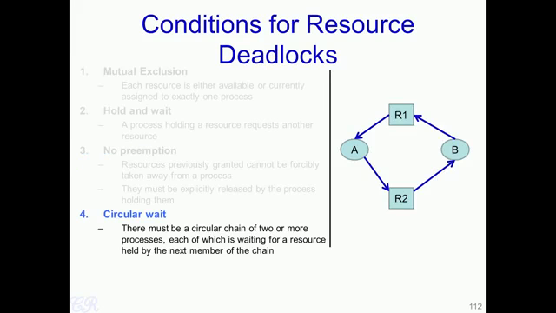So, a fourth requirement is the circular wait. What this means is that there is a circular chain of 2 or more processes, each of which is waiting for a resource held by the next member of the chain. We see over here that we have a circular chain, and there is a wait because process A is waiting for process B to release resource R2, and process B is in turn waiting for process A to release the resource R1. So, we have a circular wait condition over here.